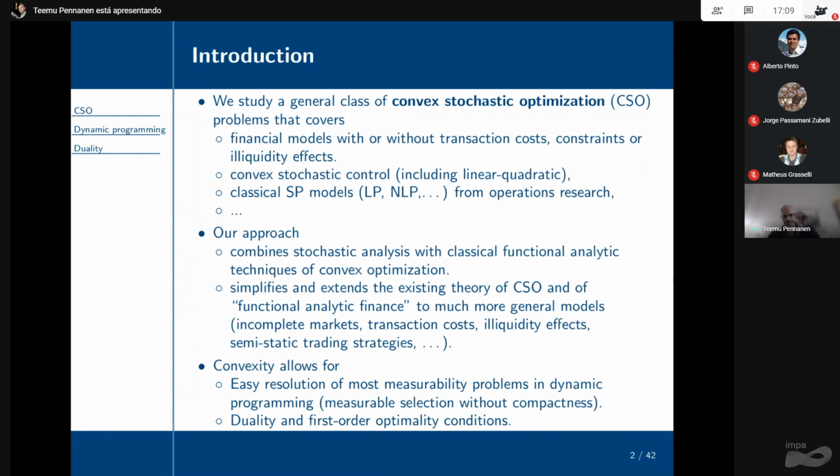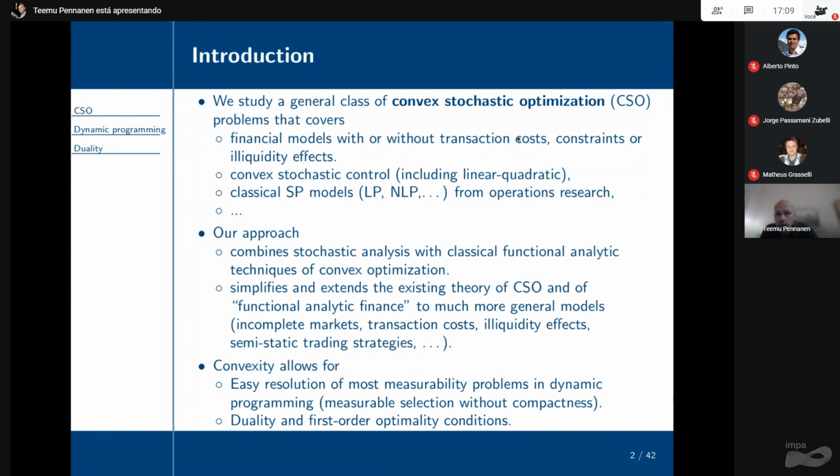So it's, of course, a very old classical topic, with many works on it. What we are doing here is trying to lift that classical theory of dynamic programming, dynamic stochastic programming, to a new, more general class of problems that has many interesting applications in finance, operations research, and many other fields.